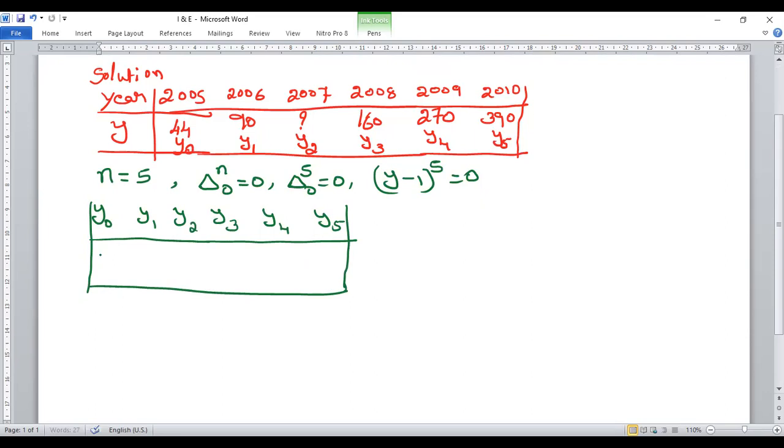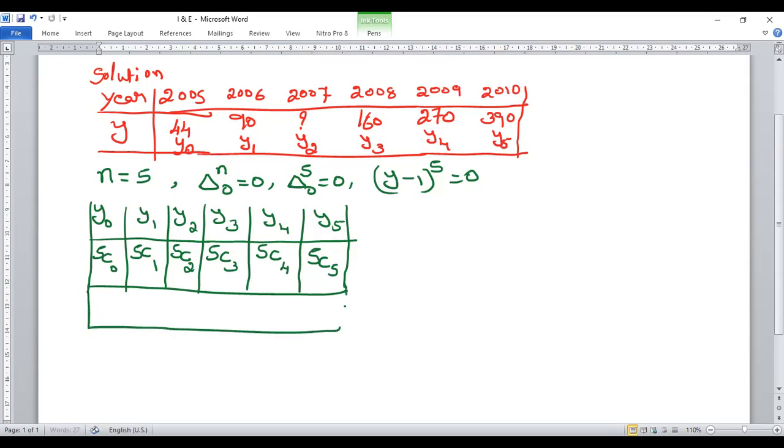Then the combinations: 5C0, then 5C1, then 5C2, then 5C3, then 5C4 and 5C5. What is the value of 5C0? That is 1. 5C1 is 5 and 5C2 is 10. 5C3 is also equal to 10. 5C4 is equal to 5 and 5C5 is equal to 1.